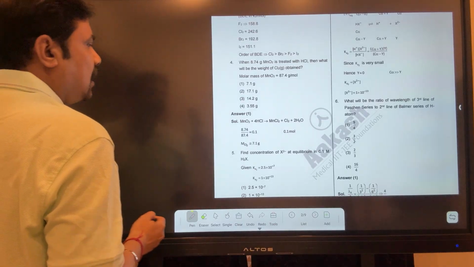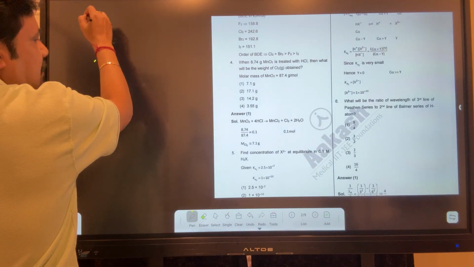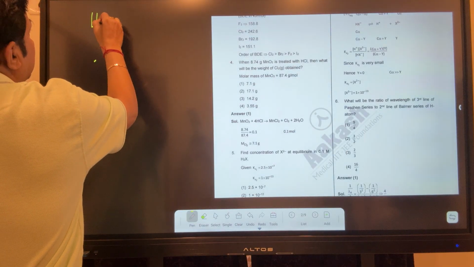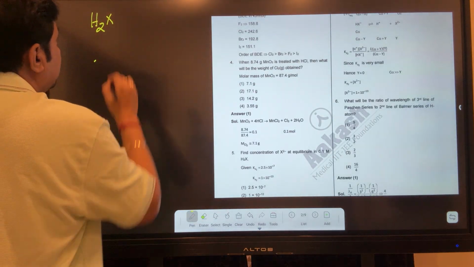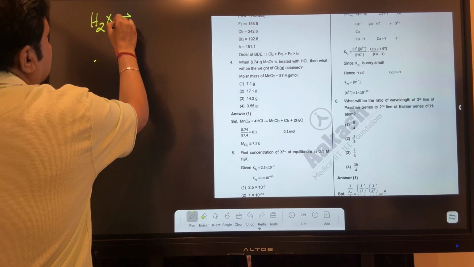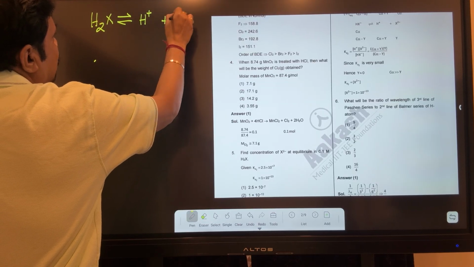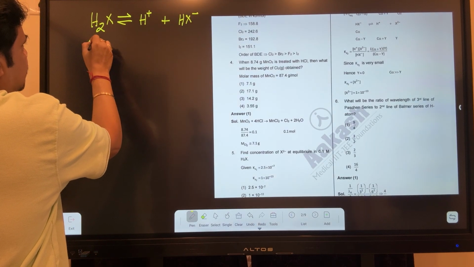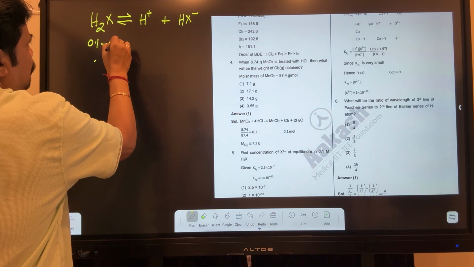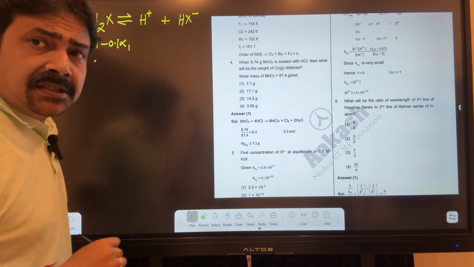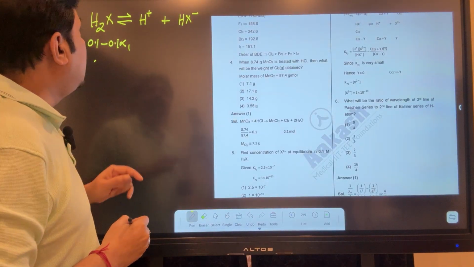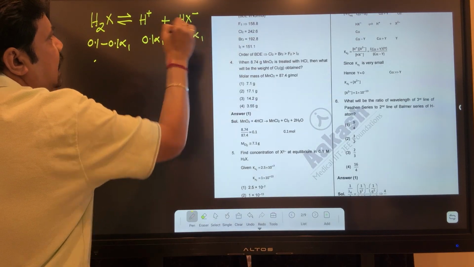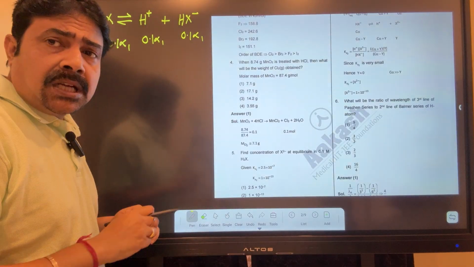Now here they are giving, find the concentration of X2 minus at equilibrium in 0.1 molar of H2X. That means H2X is like a weak acid, like H3PO4 or H2CO3. First it will undergo dissociation in a step by step manner. This will give H plus with HX minus. Now we know very well, if the concentration is C, here the concentration is 0.1. How much will be dissociated? 0.1 alpha 1. This is the first dissociation. Here H plus will be 0.1 alpha 1, and HX minus will be 0.1 alpha 1. This is for the first dissociation constant K1.